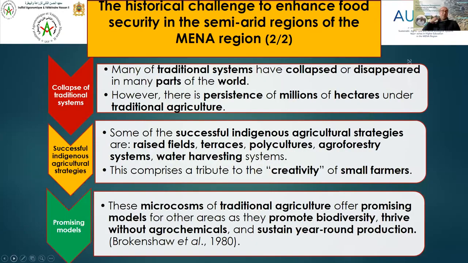Many traditional systems have collapsed, unfortunately, or disappeared in many parts of the world. However, there is persistence of millions of hectares under traditional agriculture. Some of the successful indigenous agricultural strategies are raised fields, terraces, polycultures, agroforestry systems, water harvesting systems. This comprises a tribute to the creativity of small farmers through history. These macrocosms of traditional agriculture offer promising models for other areas as they promote biodiversity, thrive without agrochemicals, and sustain year-round production.